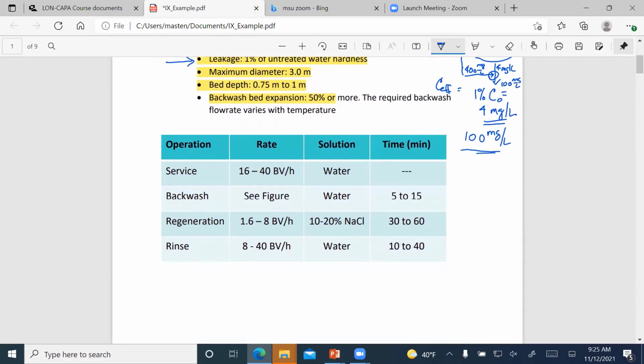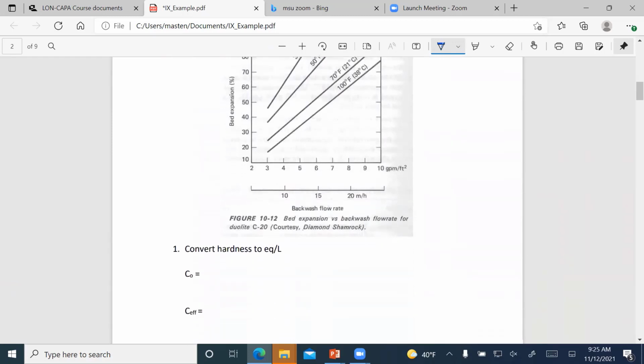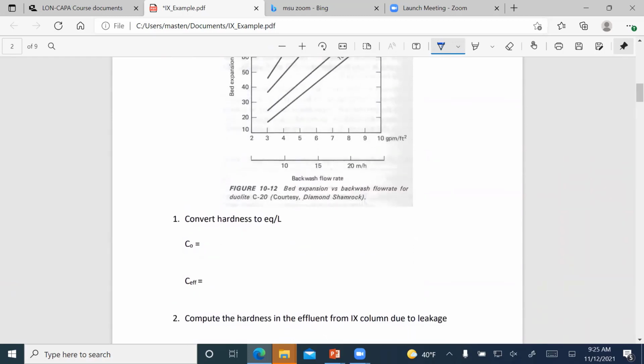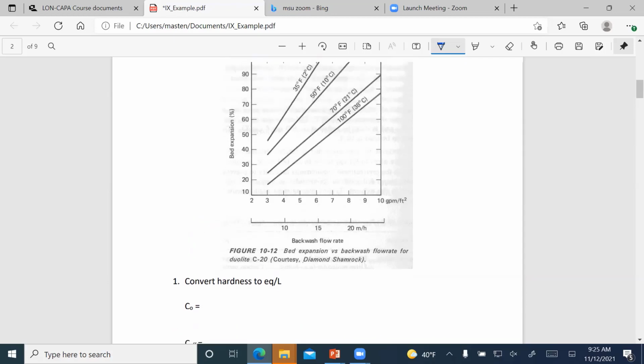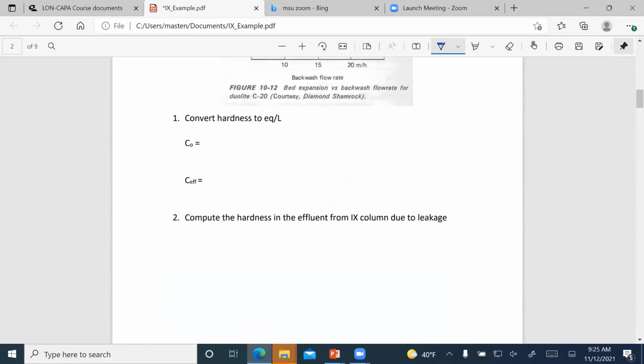So you're given a number of parameters. We'll use these parameters in the design, and we'll use the graph in just a bit. Let's start by converting to equivalents per liter, because why? You're given your capacity in equivalents per liter. So we have 400 milligrams per liter as calcium carbonate. We divide that by the equivalent weight, 50 milligrams per milliequivalent, and that is equal to 8 milliequivalents per liter.